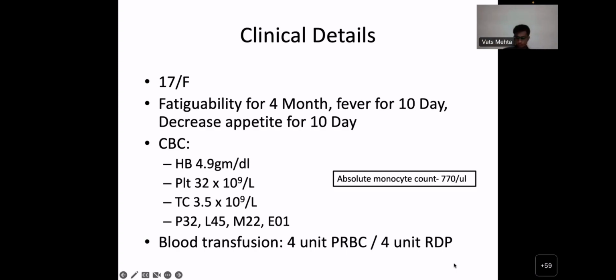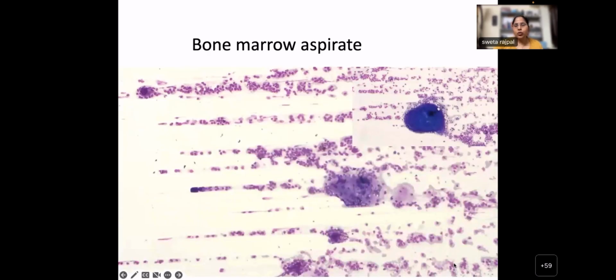Okay. So we have a young female with an acute episode history and bicytopenia. And percentage-wise, there is monocytosis. However, the absolute monocyte count is not raised, that is 770 per microliter, right? So what do you think in the bone marrow aspirate? How is the cellularity?